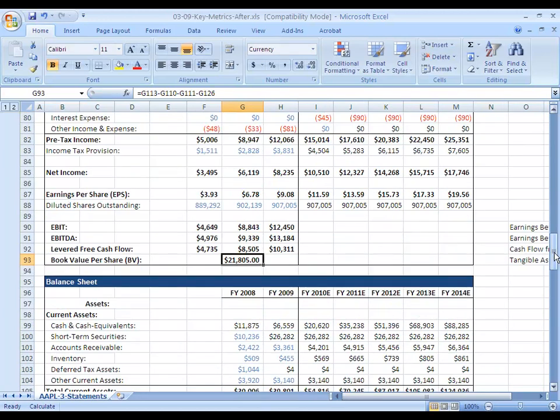That just gives us the lump sum number here. What we want to do now is actually take this, multiply this whole number by 1,000, and then divide by the diluted shares outstanding.